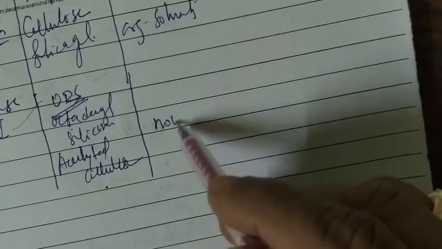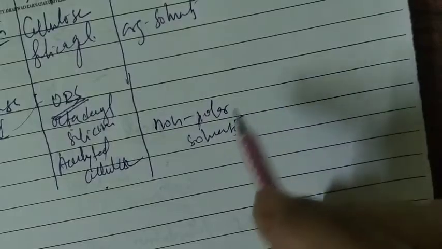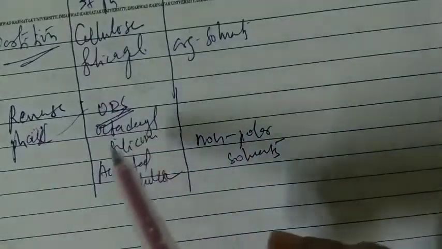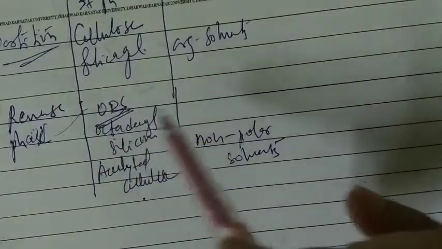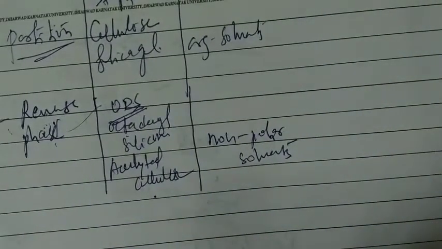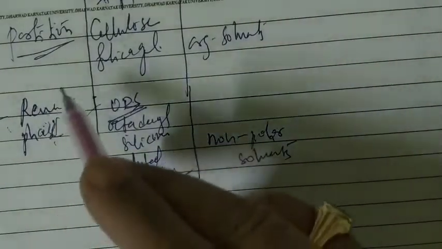And here, for this, you have to use non-polar solvents. That is why it is a reverse phase. Normally the mobile phase is a polar solvent, but here the stationary phase is non-polar and the mobile phase is polar, so that is why it is called reverse phase TLC. So this is about reverse phase partition.